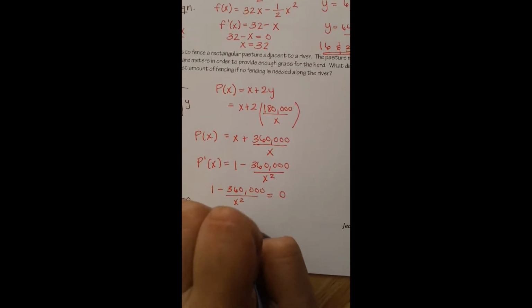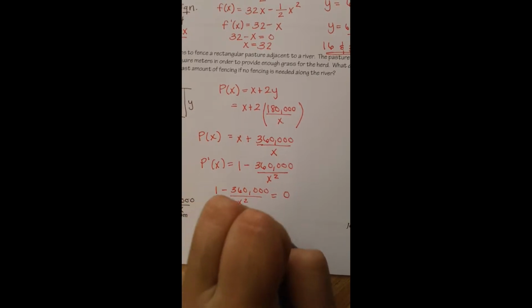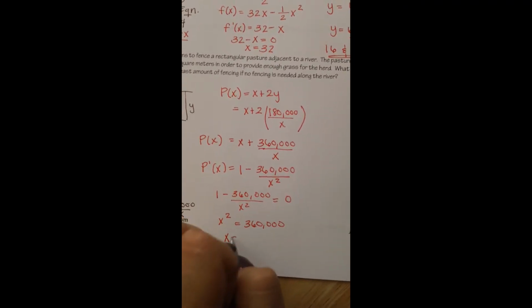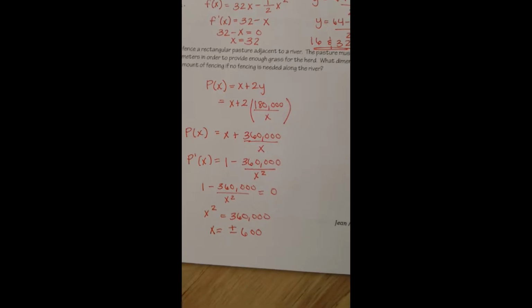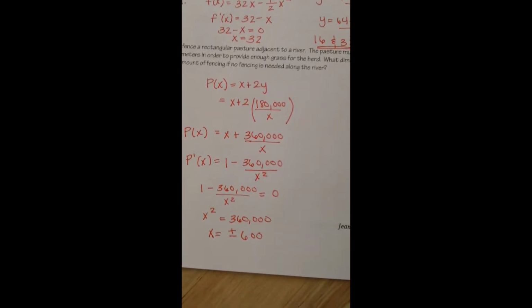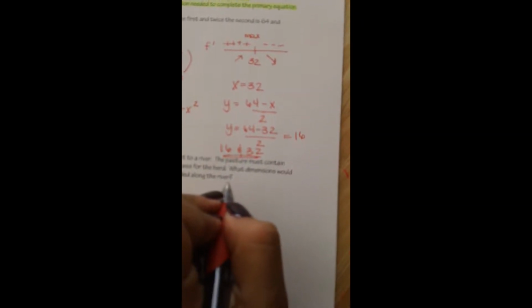X squared equaling 36,000, so x is plus or minus 600. We know that dimensions can't be negative, so we're going to go with the positive one. And we're going to create our sign chart. We have 600, values below it are negative, values above it are positive. So this indeed is a minimum.